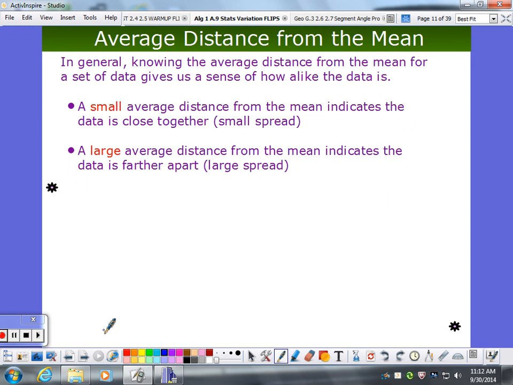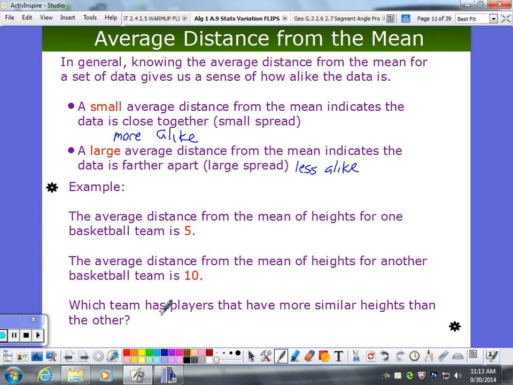Okay? So here's our conclusion. A small average distance from the mean means the data is close together. It's alike, or more alike, I should say. Small spread. A large average distance from the mean indicates that data is less alike relative to each other. A larger spread. That's what we're looking at. Okay? So let's see if we can apply this.